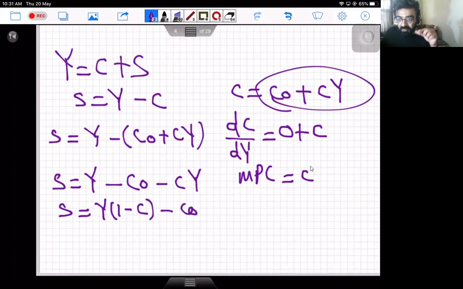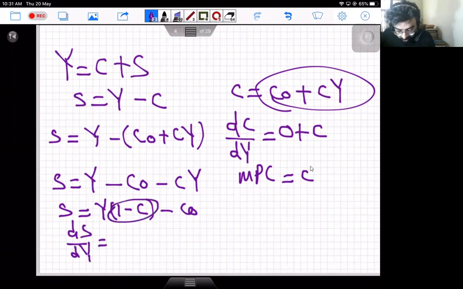So if we find the derivative of savings with respect to income, dS over dY is supposed to be, this 1 minus C is a constant term which is being multiplied by Y. We can say that the coefficient of Y is actually 1 minus C. As you can see, the power of the Y variable right now is 1. When this is differentiated, the derivative will be 1 minus C. And this C naught, when differentiated, will become 0.